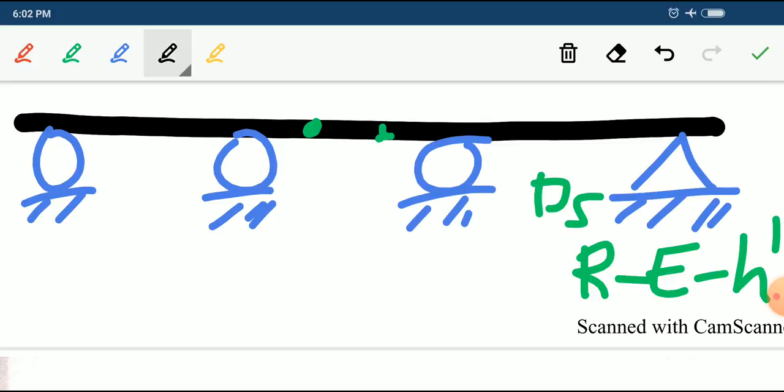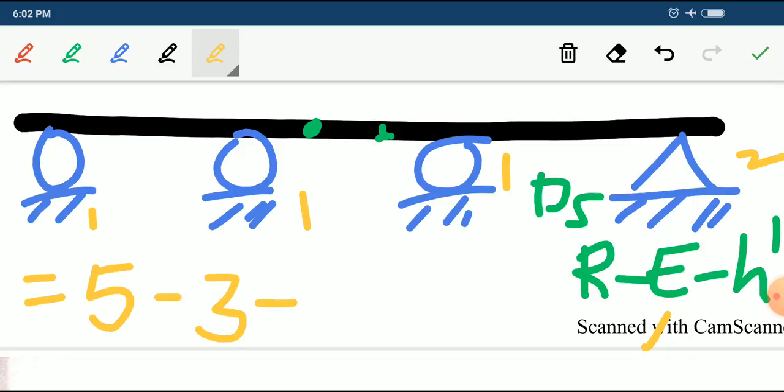Now tell me the total number of reactions. Total number of reactions will be here 1, here 1, here 1, and here 2. So total number of reactions will be 2, 3, 4, 5. So total number of reactions will be equal to 5. And what about the number of static equilibrium equations? That is 3.